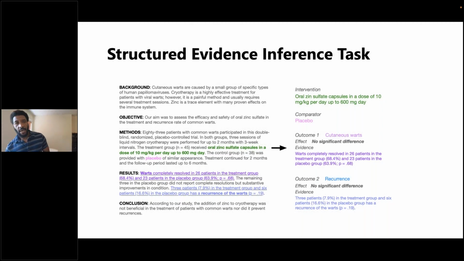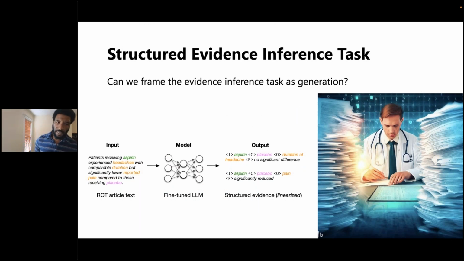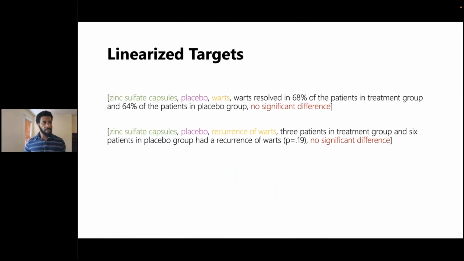So again, we asked whether we can frame this task as language generation. So the idea is that we would go from the RCT abstract and feed this to a model that would generate linearized outputs describing the interventions, the comparators, the outcomes, and the findings along with evidence. So again, we linearize the targets, and these are examples from the abstract that I showed before.